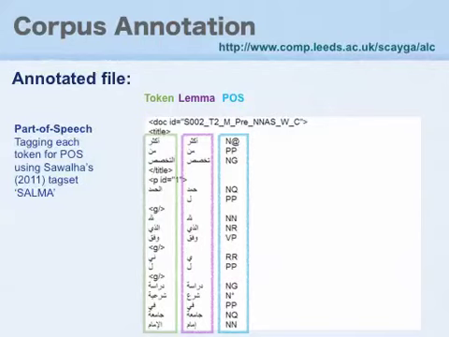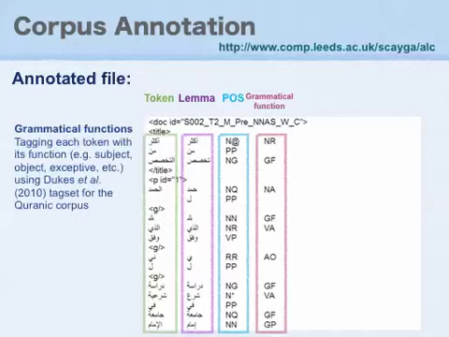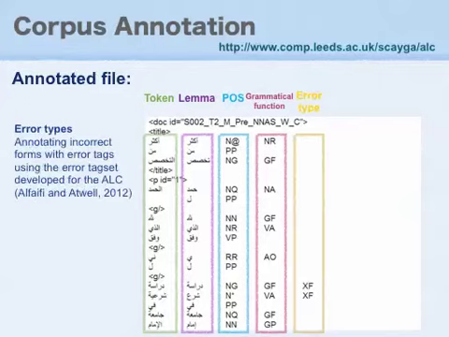Also, the tokens are tagged for part of speech using a tagger. Grammatical functions like subject, object, etc. are tagged using a tagset for the Quranic corpus. The final step is to annotate errors using the error tagset we developed for the Arabic Learner Corpus.